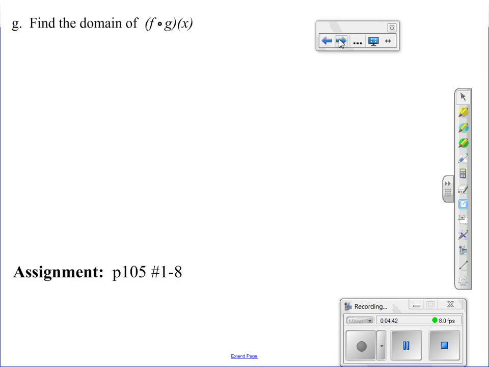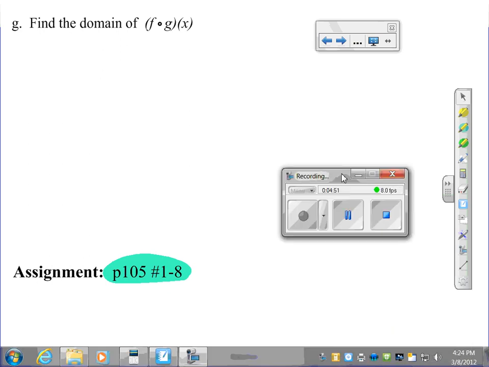And you already know domain and range. So you've got a shorter assignment here. I don't think this is nearly as difficult as the last section. If you get that done, you can start reviewing for your test, which will be soon.